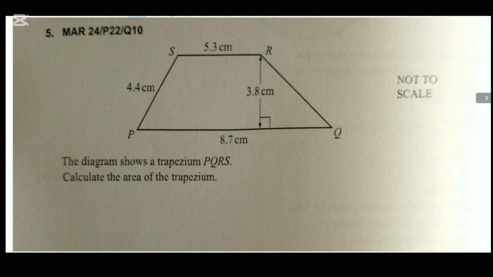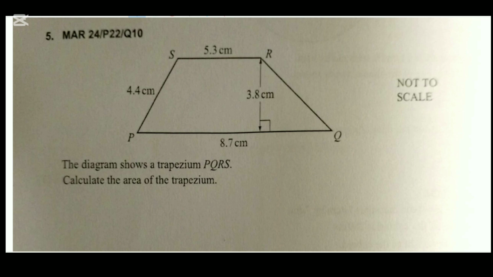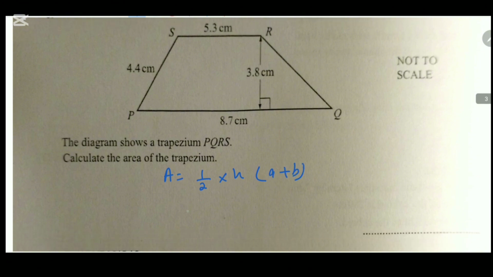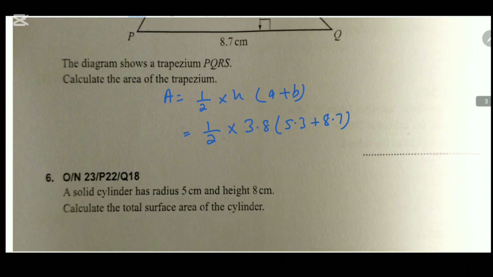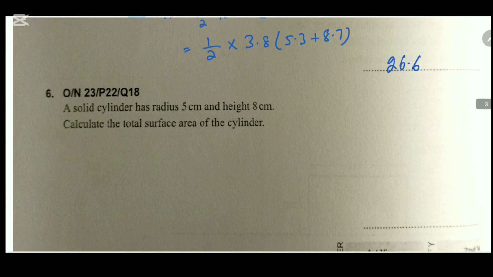For the trapezium, the diagram shows a trapezium, very easy. Calculate the area of the trapezium. The area of a trapezium formula is 1 over 2 into height into (A plus B). So 1 over 2 into height. Height is 3.8, A is 5.3, and B is 8.7. If you put it in the calculator, you will get 26.6.